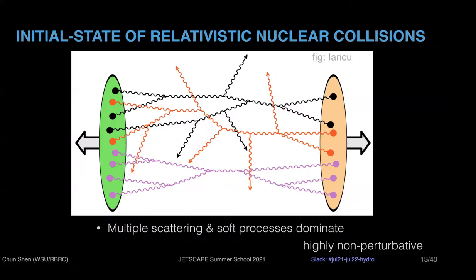There is a question in the chat on the initial state. Maybe it's a bit too general, but I wanted to mention the question: how to extract the spatial information of heavy ion collisions from experimental data.